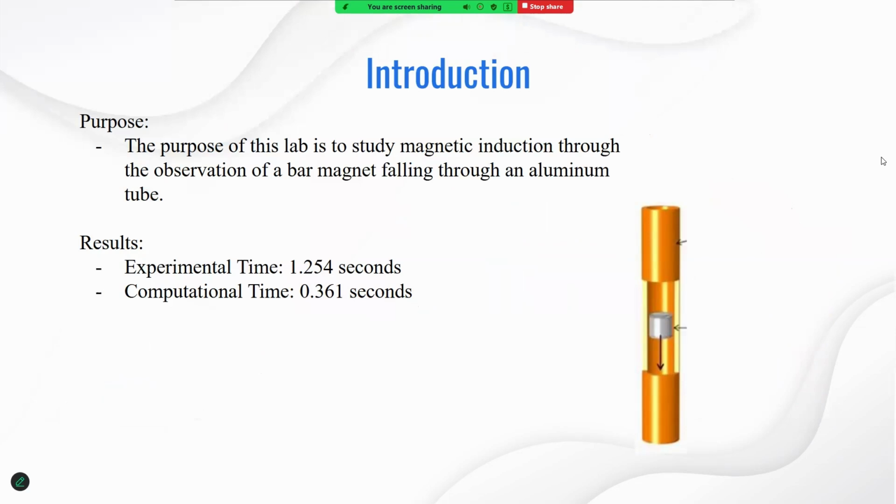So, to start with, the purpose of this lab is to study magnetic induction through the observation of a bar magnet falling through an aluminum tube. The results will show that the experimental time is 1.254 seconds and the computational time is 0.361 seconds.